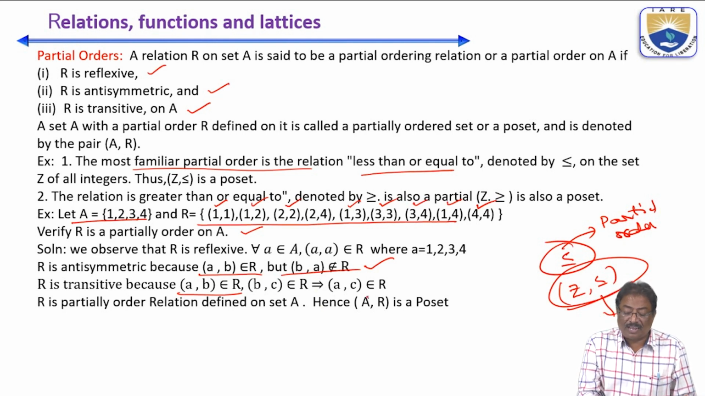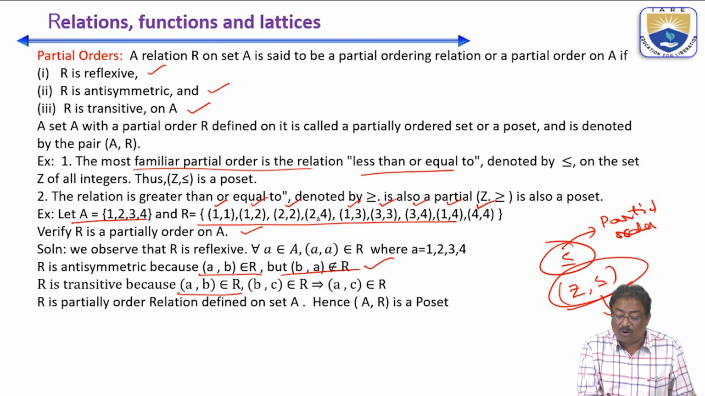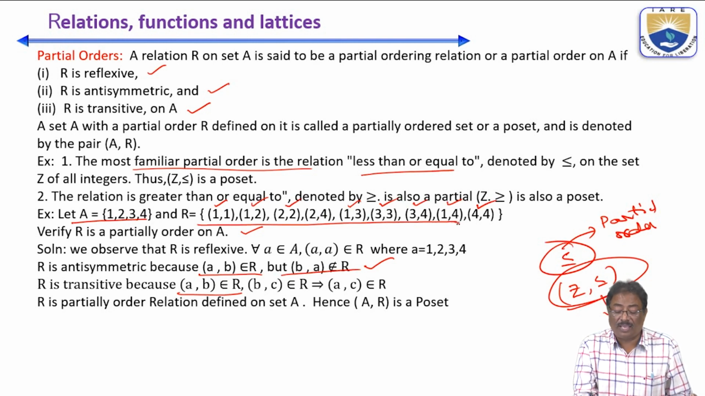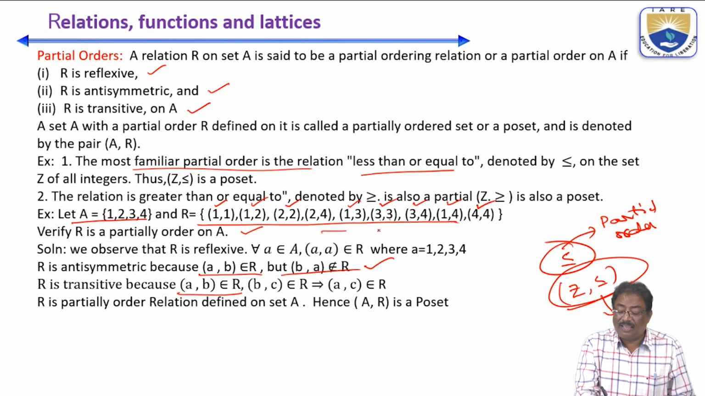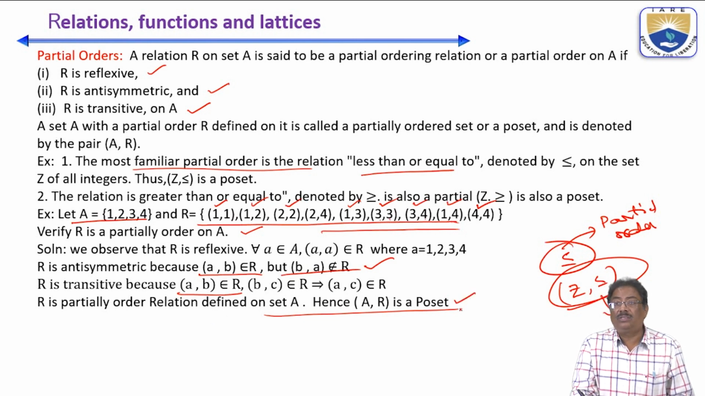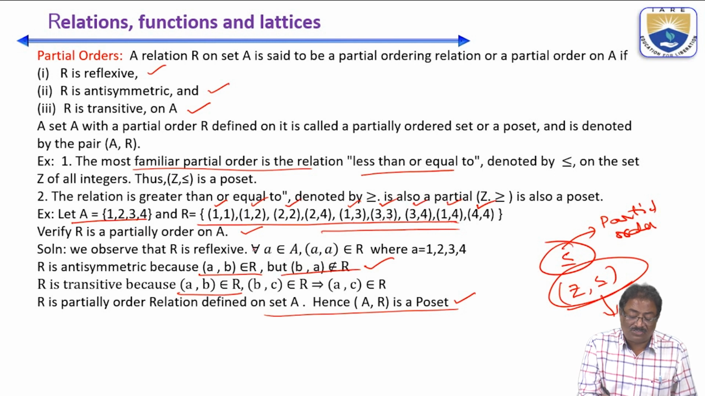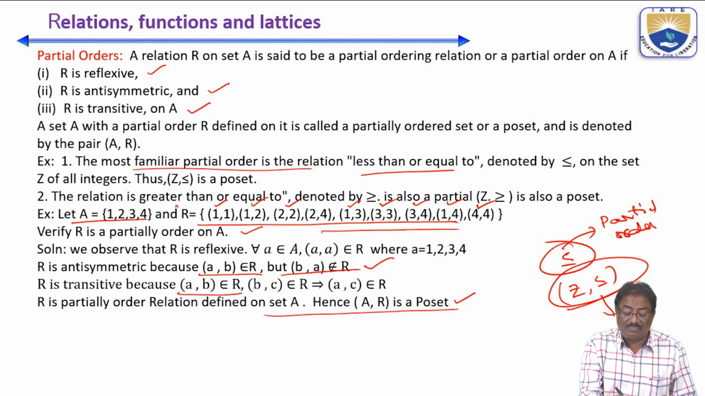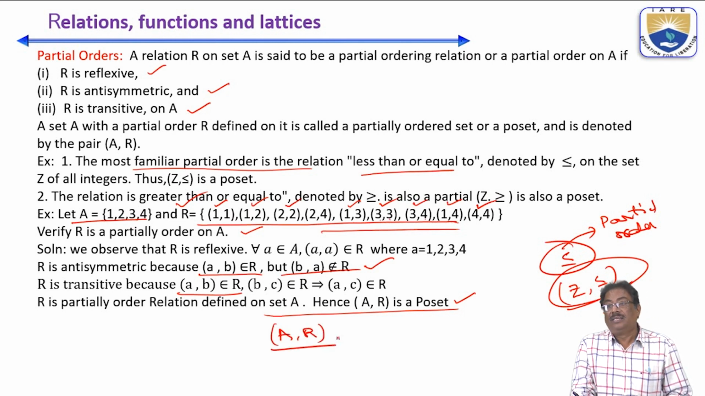And the transitiveness: here (1,2) and (2,2) will be there, so I am going to get (1,2); (1,2) and (2,4) is there, so (1,4) I am getting, and (1,4) is also there. Then (1,3) and (3,3), I am going to get (1,3); (3,3) and (3,4), I am going to get (3,4). So it is a transitive relation, and we say that it is a partially ordered relation. So this relation is a partially ordered relation, and we can say that (A, R) is a poset.